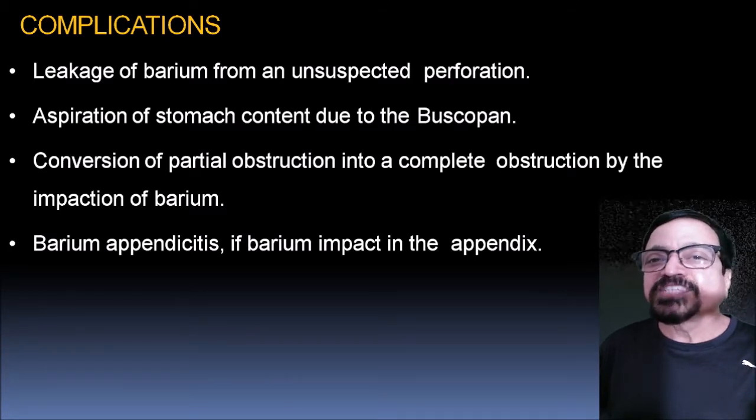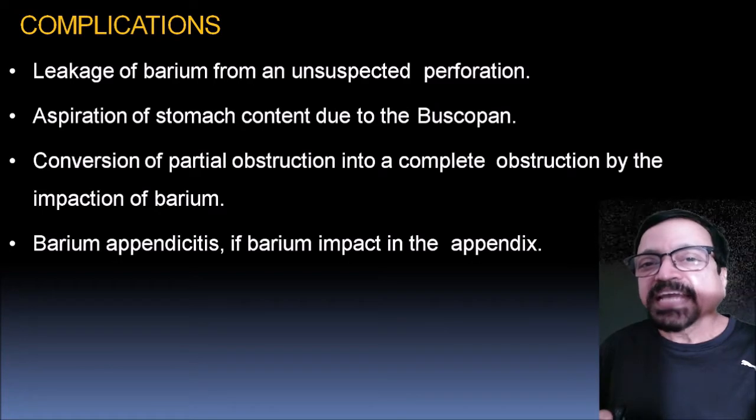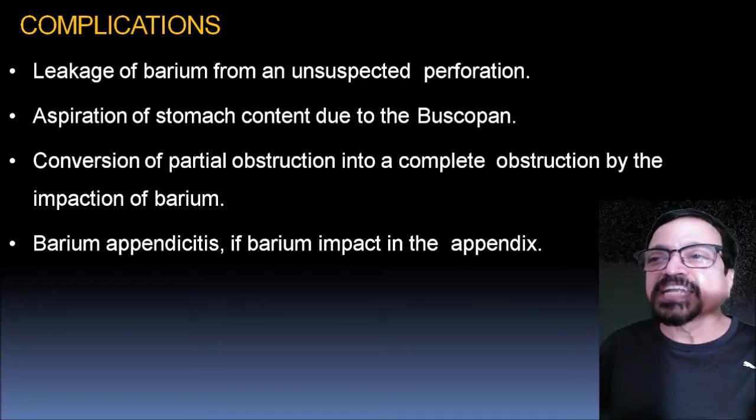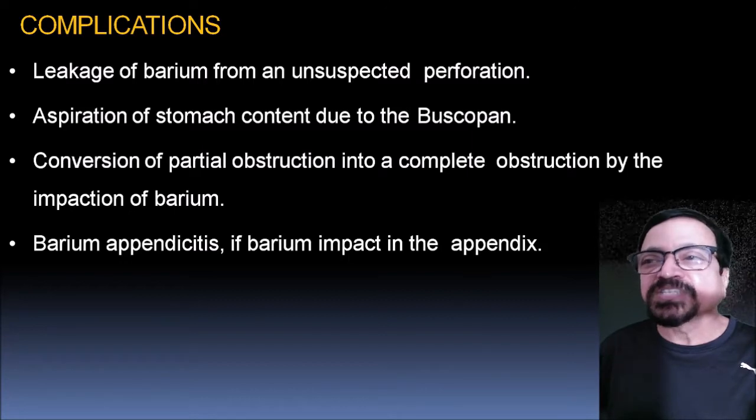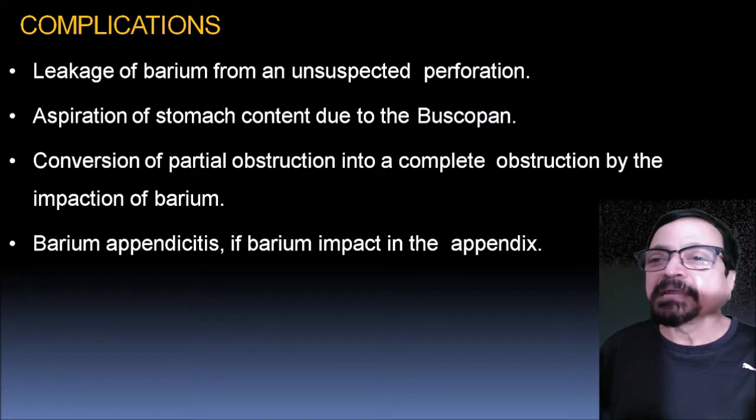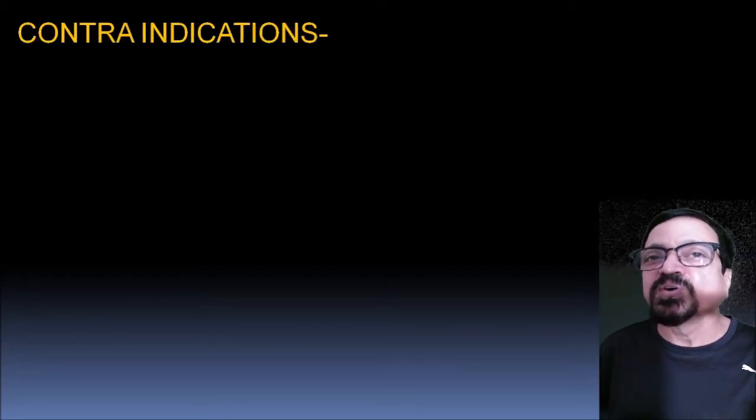Then conversion of patient, then we can convert sometimes a partial obstruction into complete obstruction. So a scout film is always taken to know whether there is subacute obstruction or partial obstruction. In case there is a partial or subtotal obstruction which is revealed by the plain X-ray, care should be taken to see that total obstruction will not occur because of the barium, because barium has a tendency for impaction. Barium appendicitis, if barium impacts in the appendix, is extremely rare and hardly anywhere reported, but it's a theoretical complication which we must keep in mind.